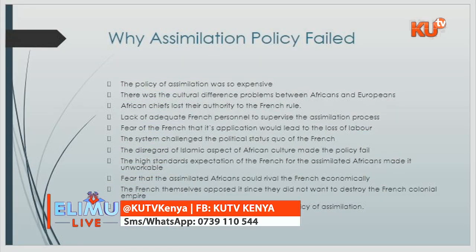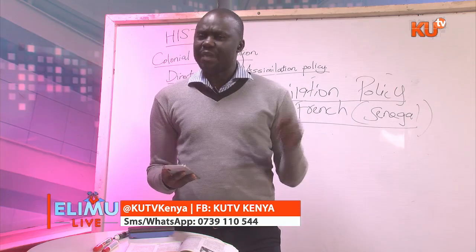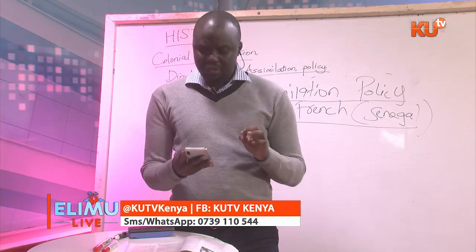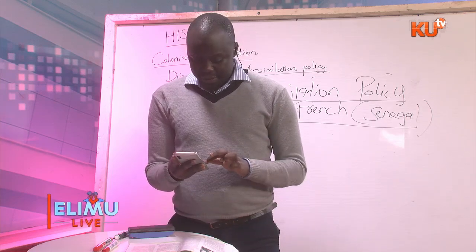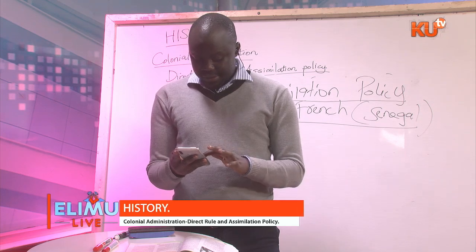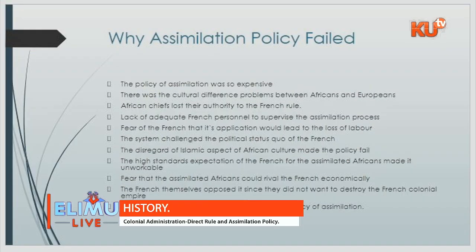They were allowed to conduct trade. They were allowed to move in the various French provinces of West Africa. And this meant that the French were economically empowering the assimilated Africans. This was just unworkable for the French because they were not going to allow the people they colonized to rival them economically.